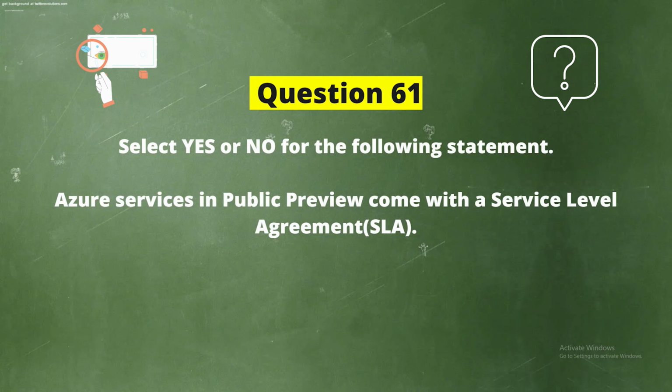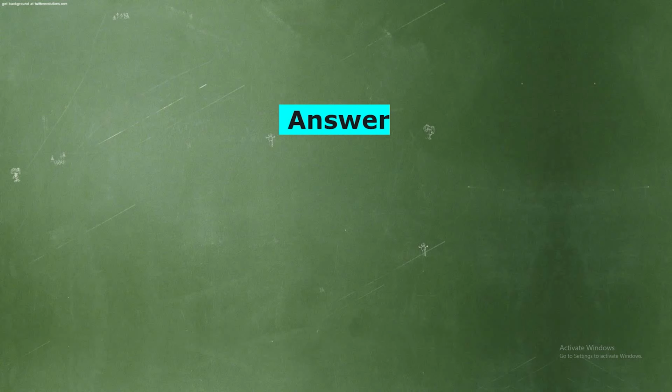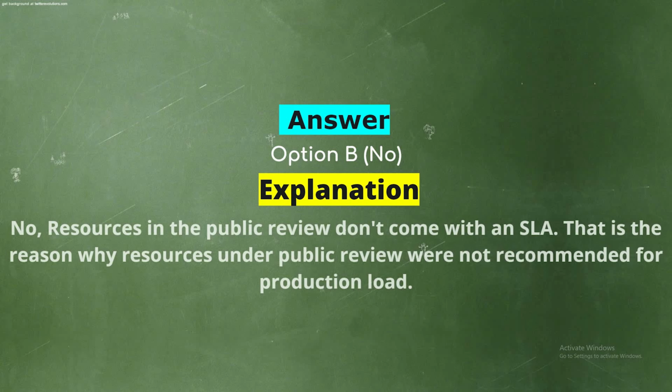Question 61. Select yes or no for the following statement. Azure services in public preview come with a Service Level Agreement (SLA). Now, the options are Option A, yes. Option B, no. And the correct answer is Option B, no. Explanation: no. Resources in the public preview don't come with an SLA. That is the reason why resources under public preview are not recommended for production load.